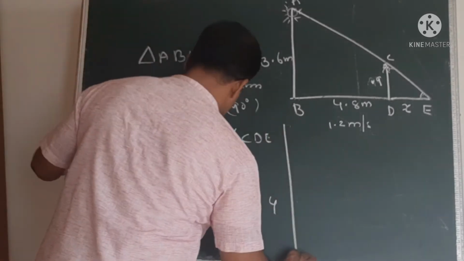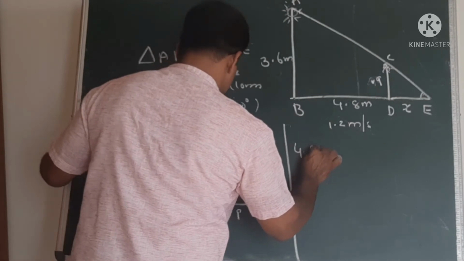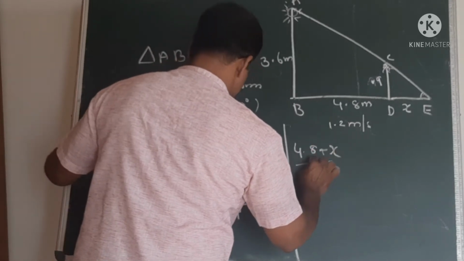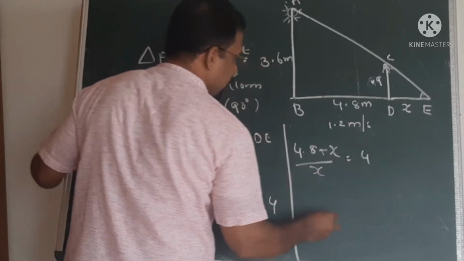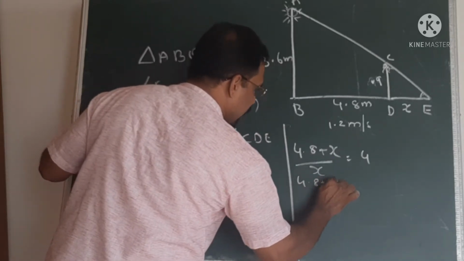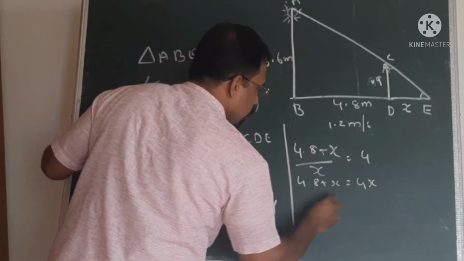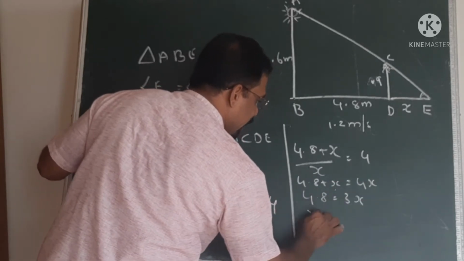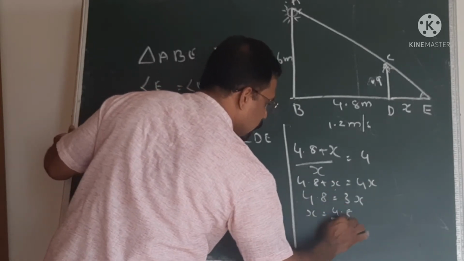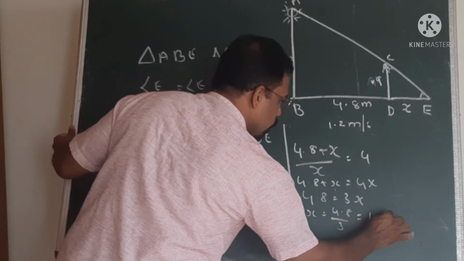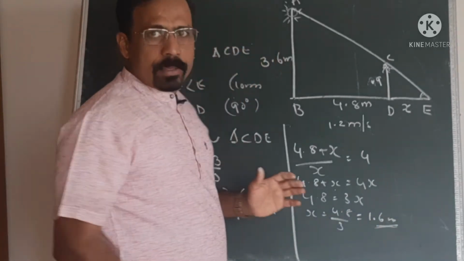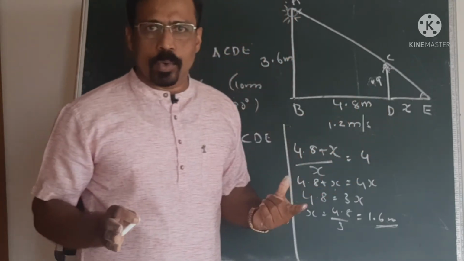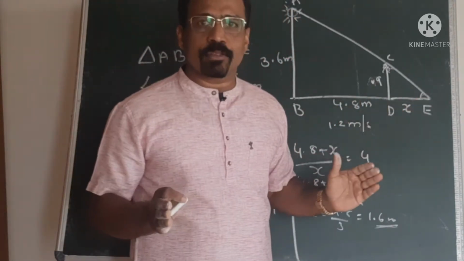So we can write 4.8 plus x by x is equal to 4, that is 4.8 plus x is equal to 4x. So 4.8 is equal to 3x, therefore x is equal to 4.8 by 3, that is 1.6 meter. That means the length of her shadow is 1.6 meter.